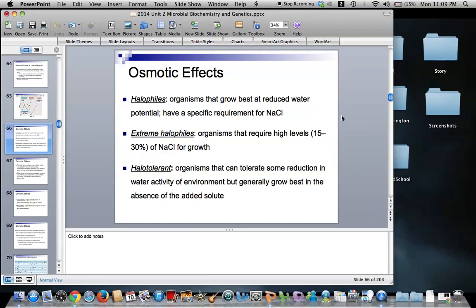So osmotic effects. Water's going to go wherever the salt is, basically. Halophiles have a specific requirement for NaCl. Presumably they take in a lot of it so that they can take in water. I think that's what they're trying to say. Extreme halophiles require very high levels of NaCl for growth, so they're probably using it to underlie some of the mechanisms of growth, which is different from a halophile, which is just using it for water manipulation, basically. Halotolerants can tolerate the reduction in water activity, but generally grow best in the absence of added solutes.